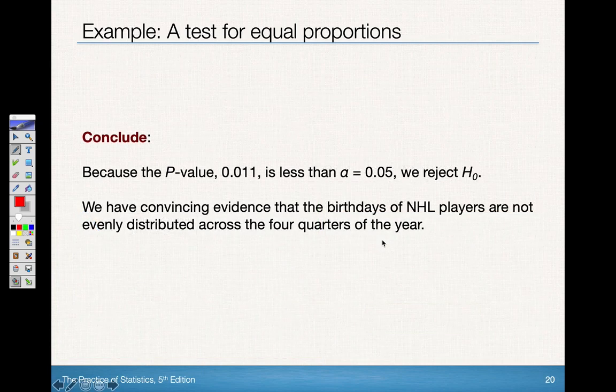We are going to reject. Because the p-value of 0.01 is less than 0.05, we reject H0. We have convincing evidence that the birthdays of NHL players are not evenly distributed in the 4 quarters of the year. Since our alternative was just even or not, don't tell me that it looks like more players were born in January in your conclusion. Just conclude what the alternative said, not evenly spread across the year.